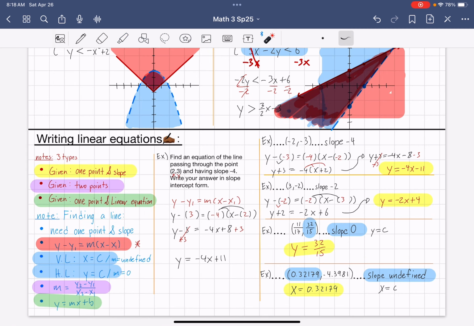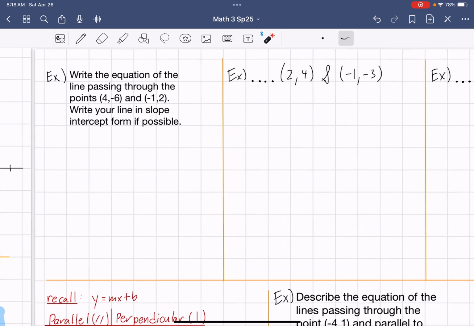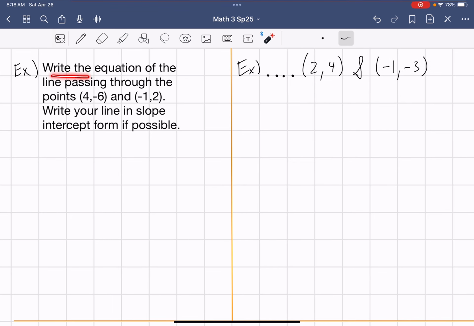Now, let's move on to what happens when we have 2 points. So here, write the equation of a line passing through the points here. But if you notice, nothing talks about horizontal or vertical lines. Now that might get a slope of 0 after you find it, but that means I'm still going to use my point slope form.